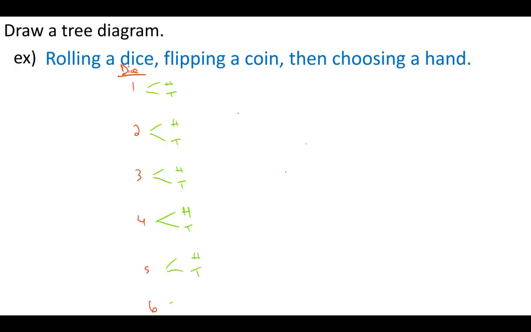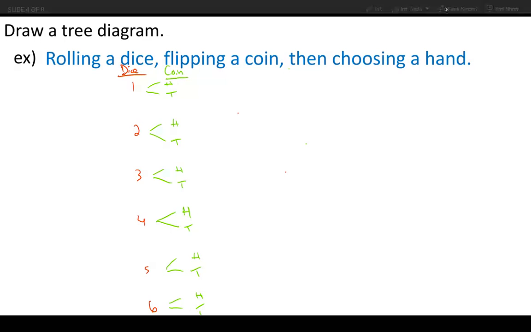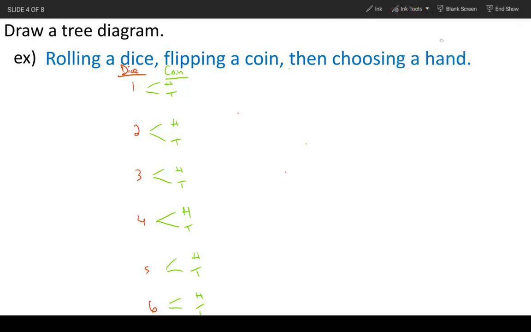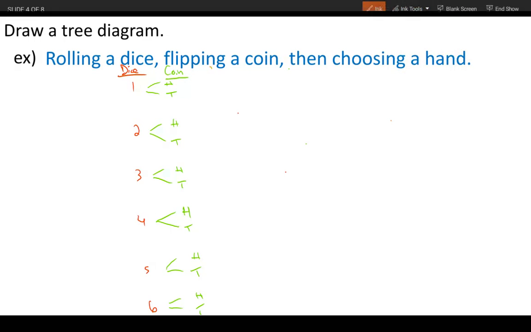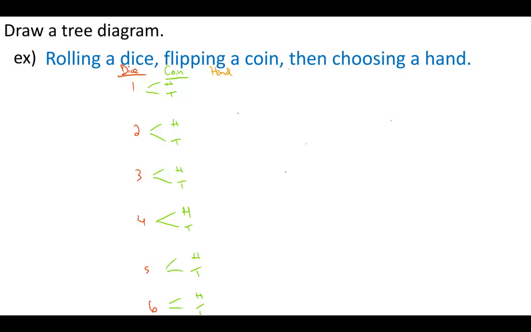And then from each of those, so let's say without the coin, on your sheet of paper, you can have a little bit more room there and make it better than mine. So from there, you have to choose a hand. So we're just going to say left or right hand. So we could do right or left, right or left.